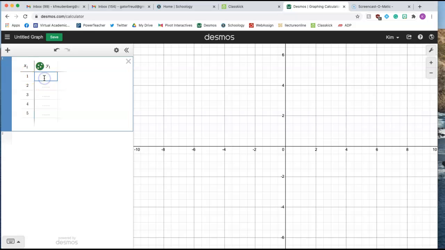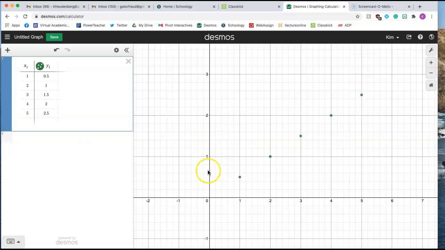I don't know what yours were. 0.5, 1, 1.5. I'm just making up some numbers, right? So whatever your numbers were, you're going to put them here. Don't forget when you do this little plus sign over here, if you hit that zoom fit, it's going to make your graph look a lot nicer.